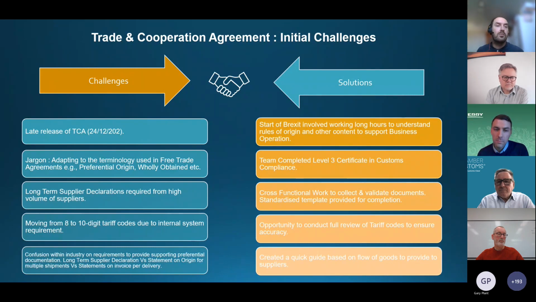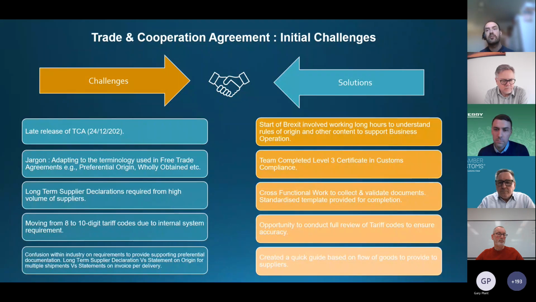Third point there, just the volume of documents we need. So long-term supplier declarations and statements on origin. We have a high volume of suppliers, sometimes multiple suppliers per SKU. So the volume of documents we needed to procure as evidence that our finished goods that consume these raw materials are preferential is big. To complete this, there was no way we were going to be able to do it as a small team standing alone.